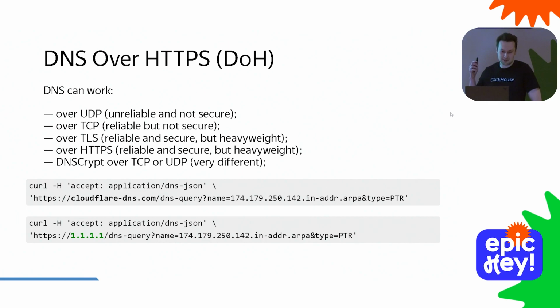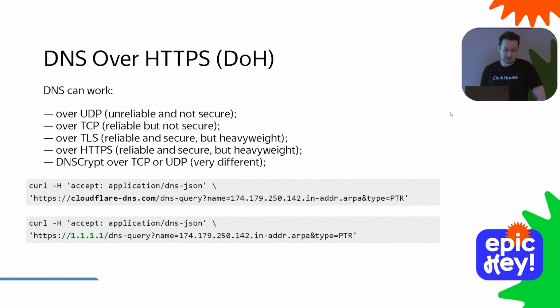DNS can work over TLS, it is reliable and secure, but now you will have a complex handshake, and then you will have the TLS handshake and so on. It can work with another protocol known as DNSCrypt, which can work over TCP and over UDP, and it is rarely used. And also there is DNS over HTTPS. Probably I am confusing you a little. Okay, so what is DNS over HTTPS?